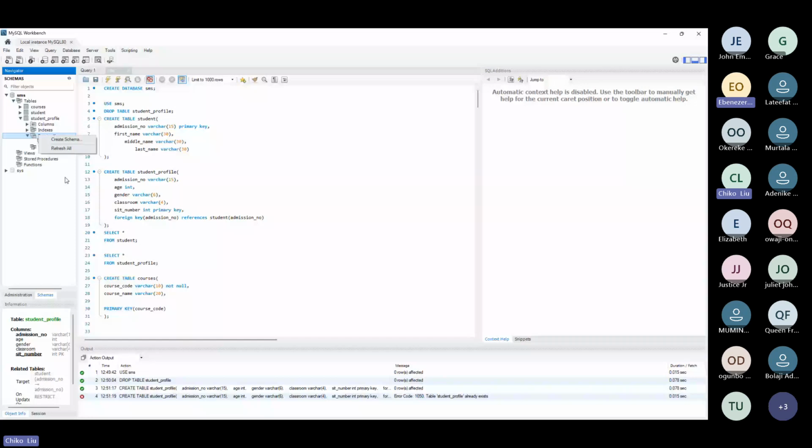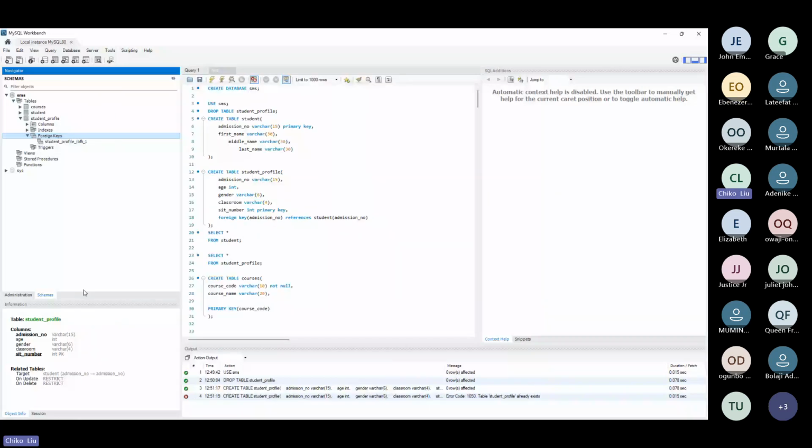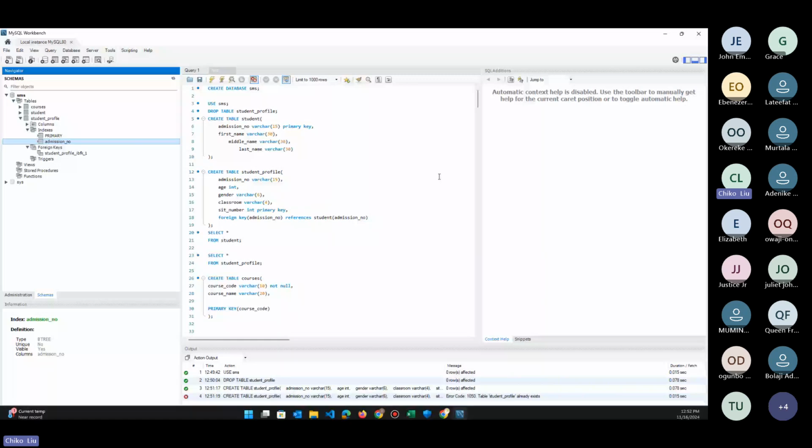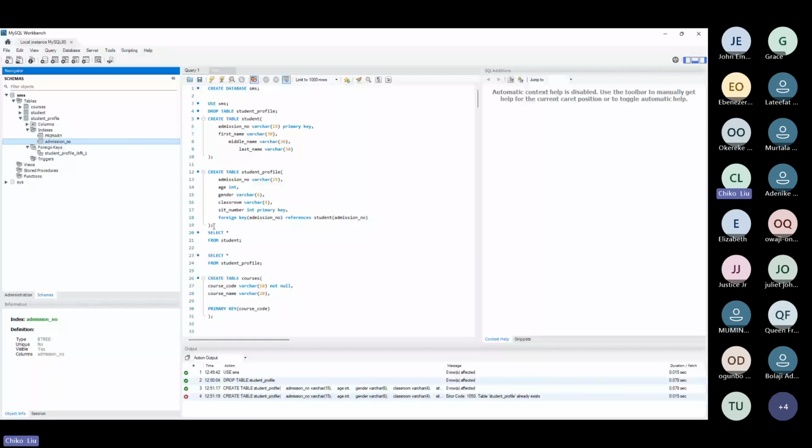You can see my foreign key, admission number. You can see the related table, student admission number to student profile. Then my indexes, you see primary key there. My primary key is my admission number. My seat underscore number is my primary key. Then this is also an index, but in relation to a different table. Does that make sense? So this is how you set it, Mr. Ebenezer.